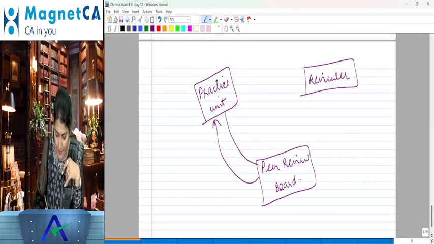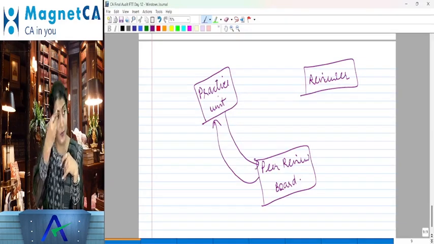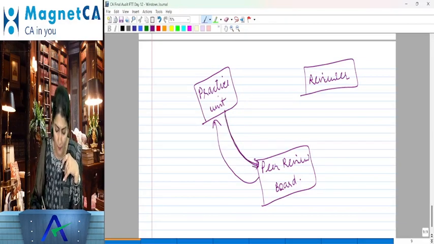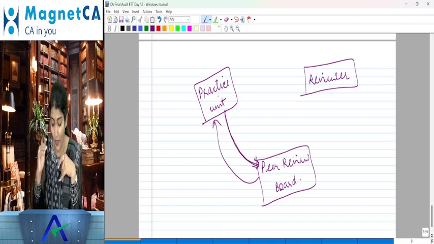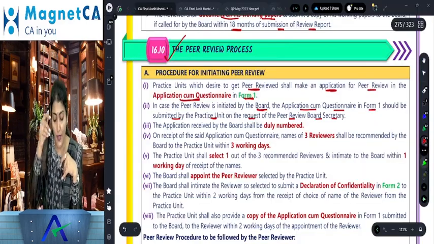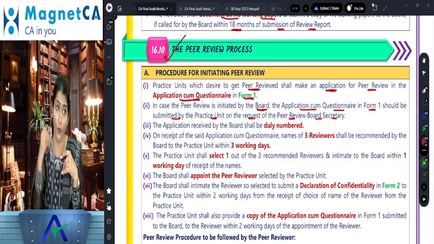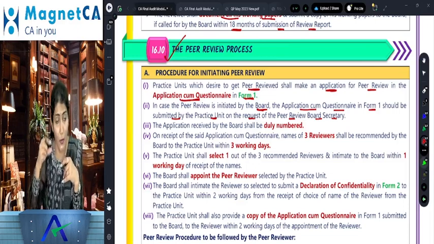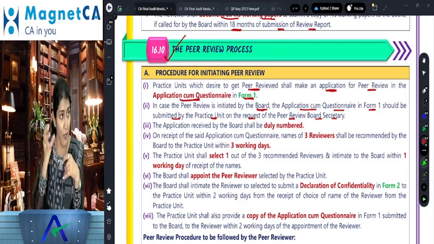Then it says they have to submit the form 1, and on their own they can submit the form 1 to the peer review board. Are you understanding that? So now what has happened? The peer review board has received the filled form 1.